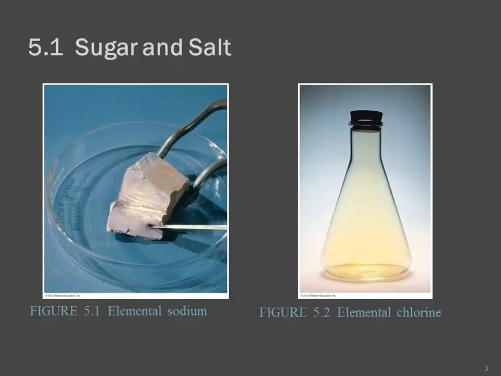Here's another example. This is elemental sodium. Sodium is a metal. It's very soft. You can cut it with a butter knife. And it's shiny, and yet it's very reactive, and so it's hard to see that it's shiny unless you cut it and look at it quickly. So that's sodium. And over here is a flask containing elemental chlorine, which is this kind of yellowish gas, and it's poisonous. So those are the elements, sodium and chlorine.